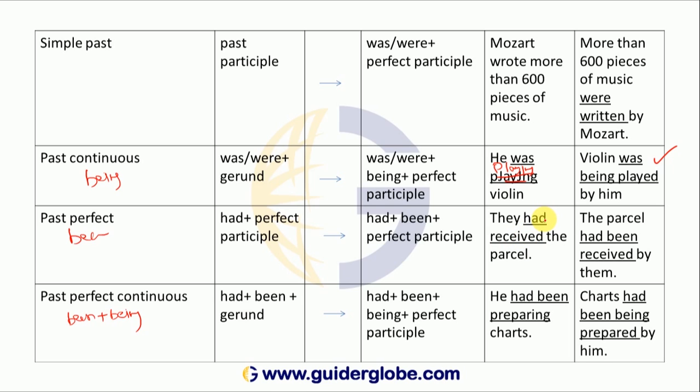Has, had, have. Now we are going to past perfect. They had received the parcel. The parcel you take in the beginning. By they will become by them. Done. Receive, received, received. Received also I have put. Then past is there, so had. Perfect is there, so I have to add been. The parcel had been received.